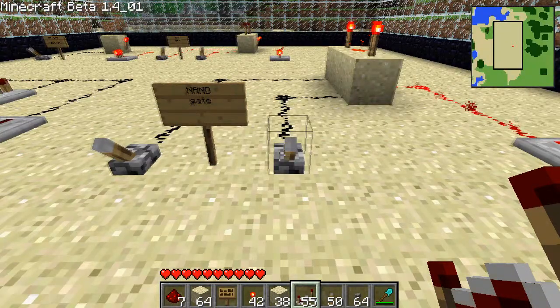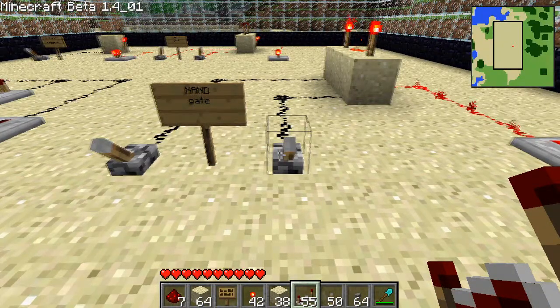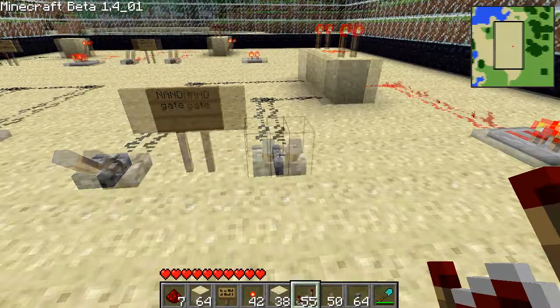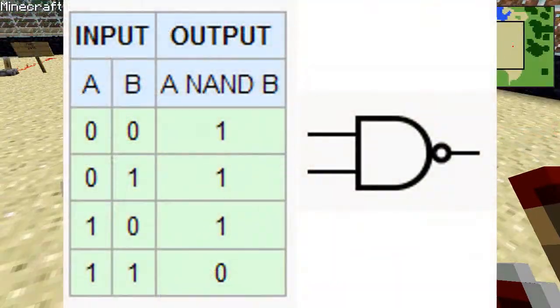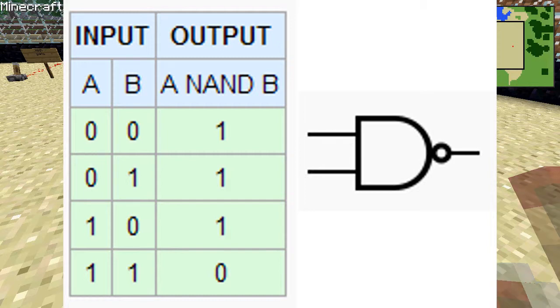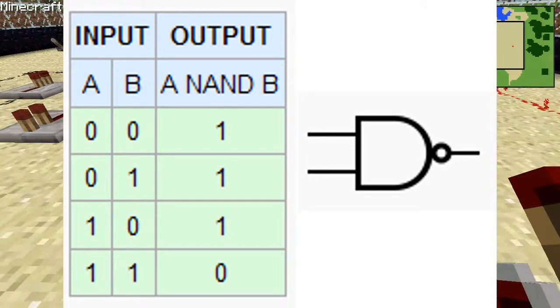Up next is a NAND gate. NAND stands for NOT AND. It's essentially an inverted AND gate. Let's look at the logic table. As you can see, it's off only when both inputs are on. The exact opposite of the AND gate. That little circle on the output of the schematic diagram tells you that the output is inverted, or not. All NOT gate diagrams have it.